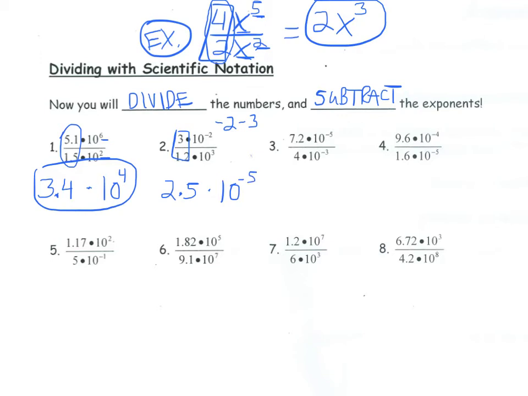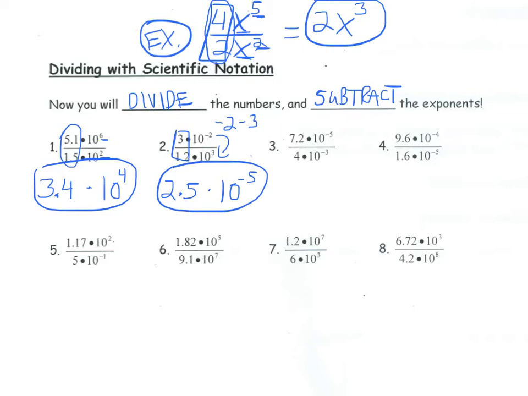Now I'll leave it like that. In scientific notation, you can have a negative exponent. I know that in the beginning of Chapter 7, we said you are never left with a negative exponent. Now you can in scientific notation. You could bring this down here, so you're going to have 10 to the fifth in the bottom, which is just like saying 10 to the negative fifth.